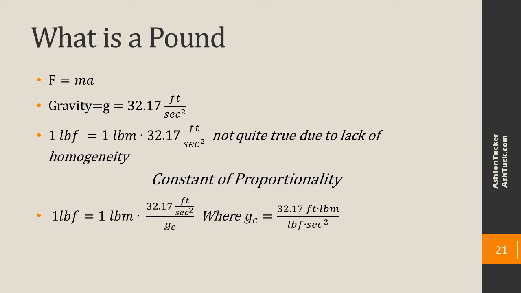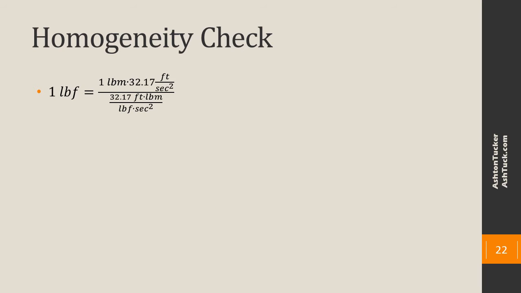Let's see if this is homogeneous. Using our dimensional analysis, we can verify that it is indeed homogeneous. We want to know if the left-hand side of the equation is the same as the right-hand side of the equation. Leaving the left-hand side alone for now, let's divide the numerator and the denominator of the right-hand side by 32.17. Since we divide both the numerator and the denominator by the same thing, we haven't changed anything at all. Everything's still equal. You can probably see what's going to happen here.